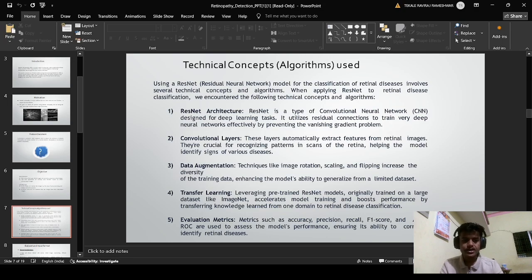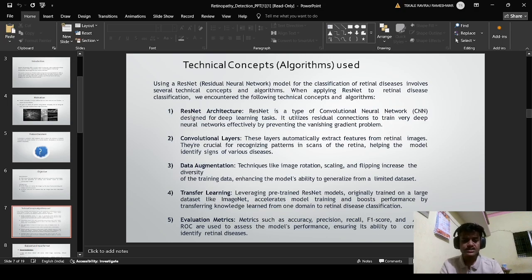In data augmentation, we use techniques like rotation, flipping, or scaling to artificially expand our dataset. This prevents overfitting and helps the model generalize better. In transfer learning, instead of training from scratch, we use the ResNet model pre-trained on ImageNet. This gives the model a strong starting point and reduces the training images and computation power required.